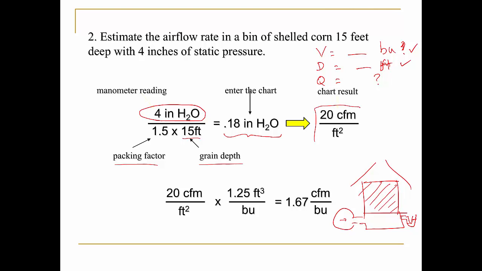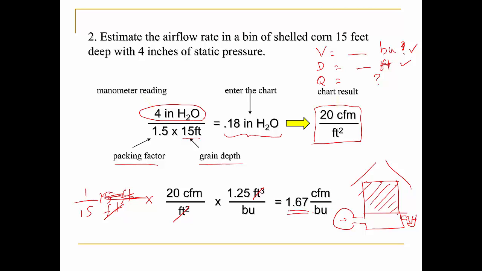And then I multiply by 1.25 feet cube per bushel, and also I divide by the depth of the grain, 15 feet. There is a typo in here that I should fix. I need to divide it by 15 feet, so the units cancel out. Then my flow rate is 1.67 CFM per bushel.